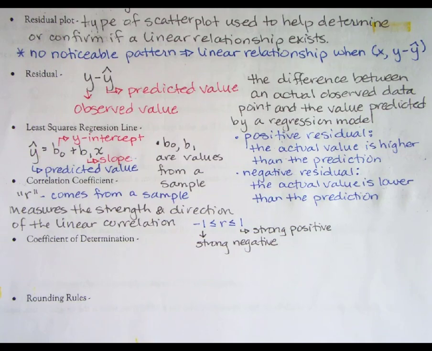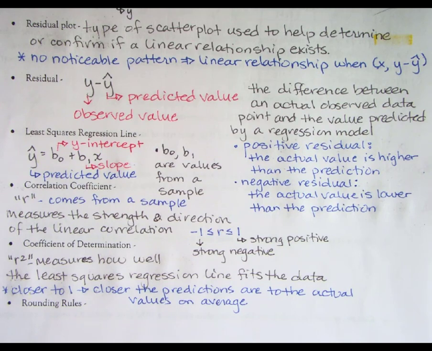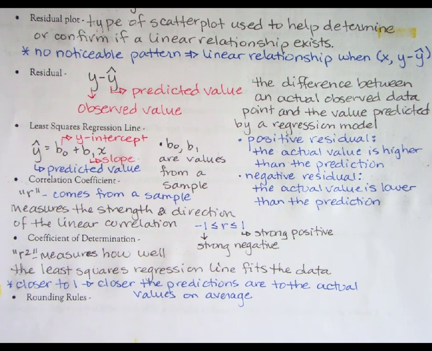The coefficient of determination. This is the value r squared. This measures how well that least squares regression line fits the data. The closer this value is to 1, the closer our predictions are to the actual values on average.